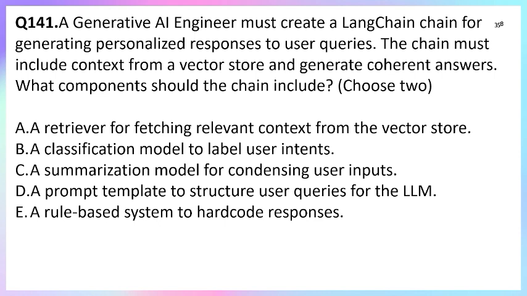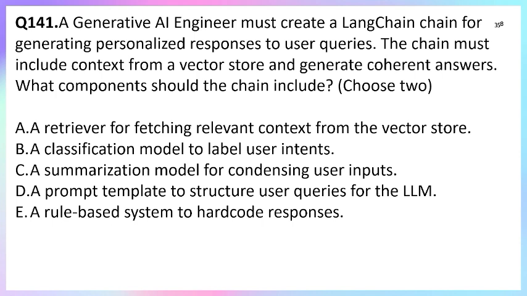So, what is the question asked? The question asked is fetching context from the vector store, and using the context to generate a coherent personalized response. So, a retriever, option A, is required to pull the relevant context from the vector store, and option D, a prompt template structure. The question asked is that the generative AI engineer needs to build a LangChain style pipeline that fetches the context from the vector store, and also uses that context to generate a coherent personalized response.